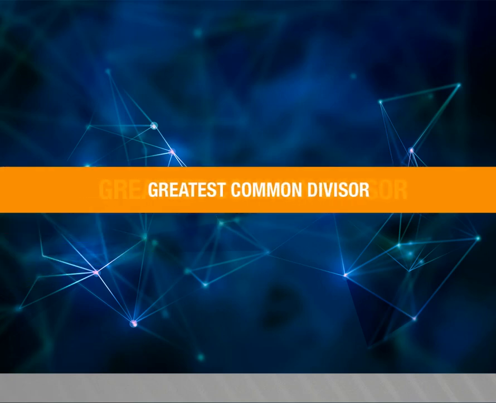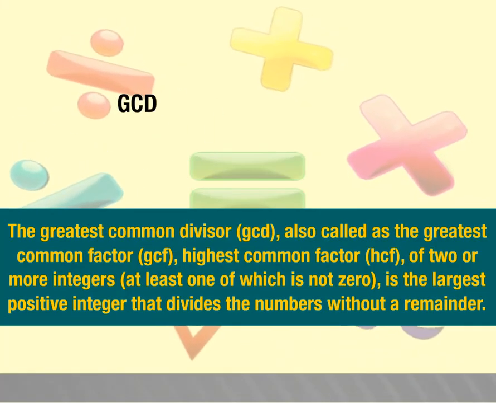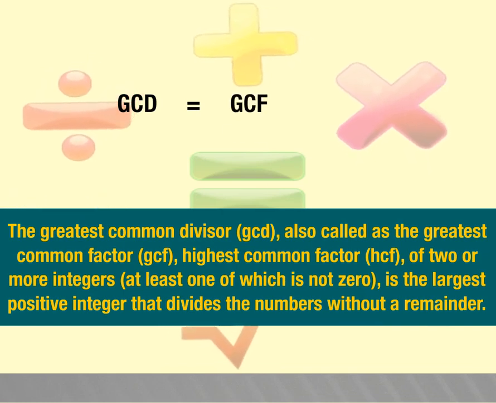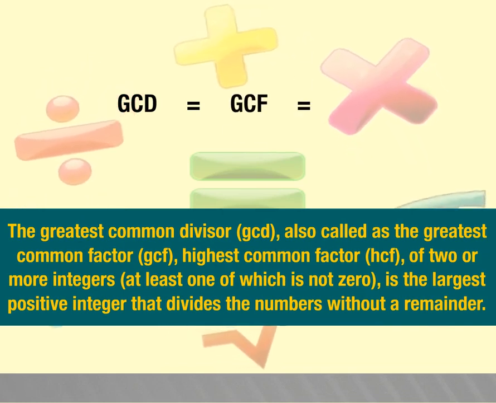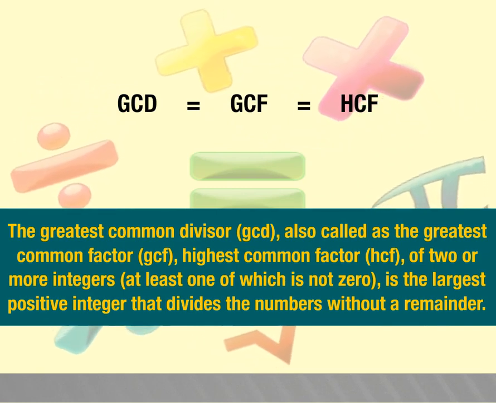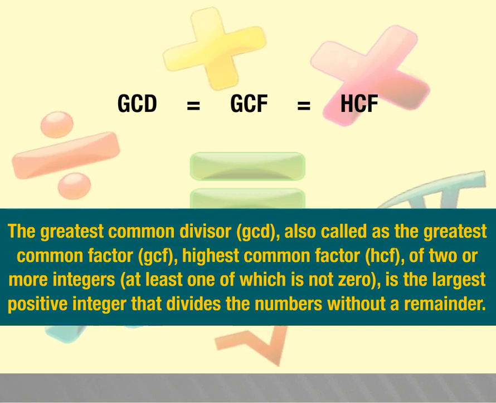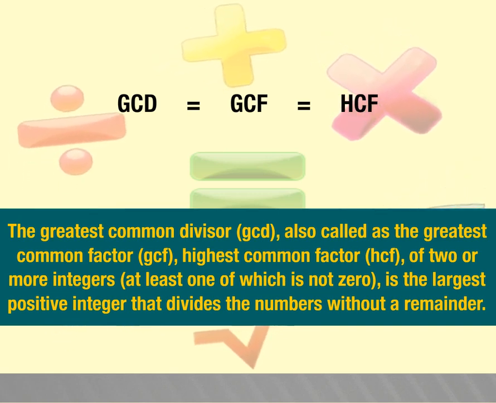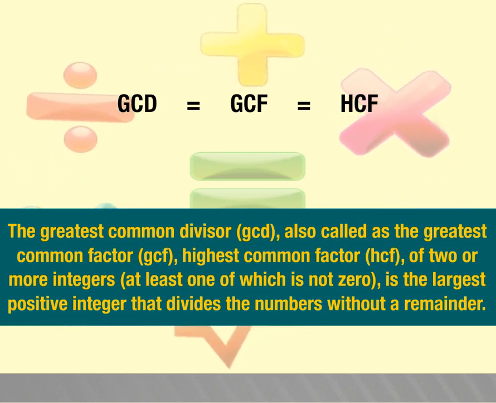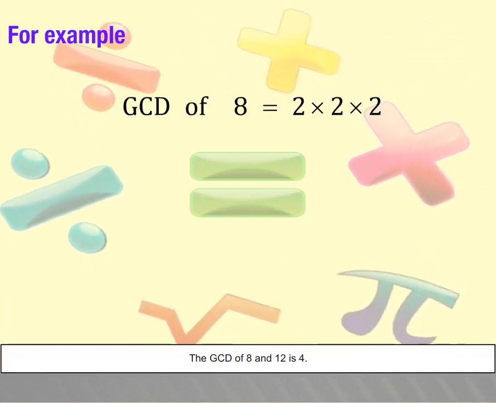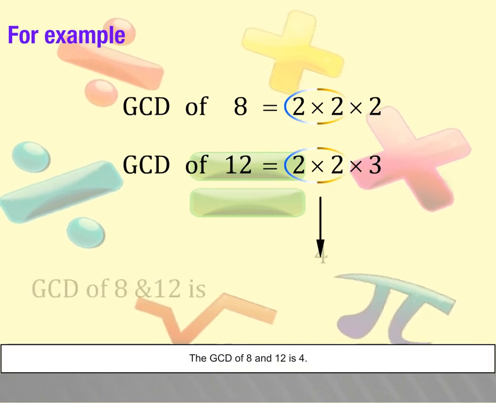Greatest common divisor. In this video, we are going to see about greatest common divisor. The greatest common divisor, GCD, also called greatest common factor, GCF, or highest common factor, HCF, of two or more integers, at least one of which is not 0, is the largest positive integer that divides the numbers without a remainder. For example, the GCD of 8 and 12 is 4.